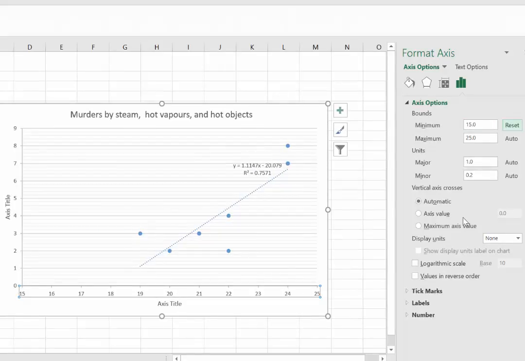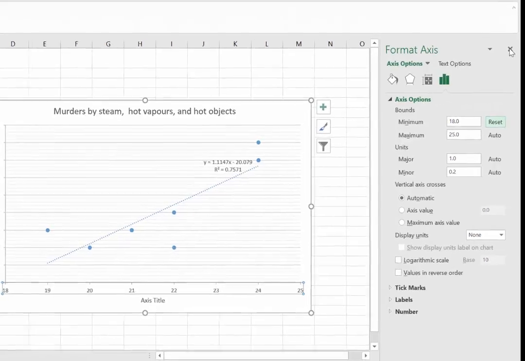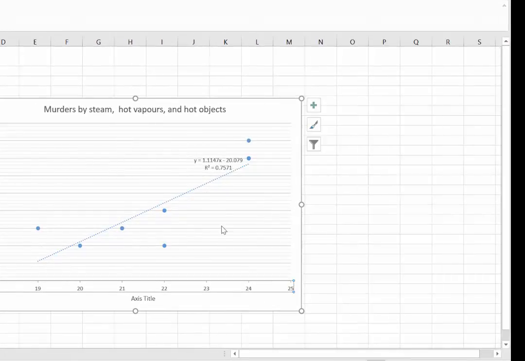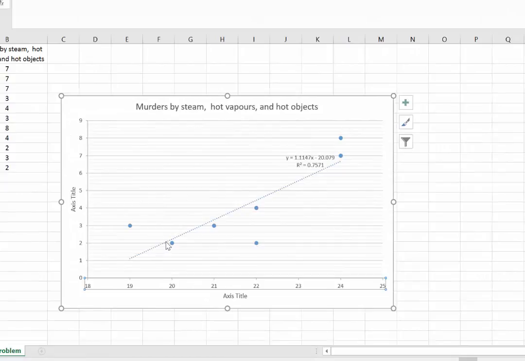We could probably even make it 18, I guess. Let's see how it looks if I change it to 18. Okay, let's do that. It just looks nicer. And then we can close this. You can decide on the scale for the y, but I don't want to see a ton of empty space in your graph.